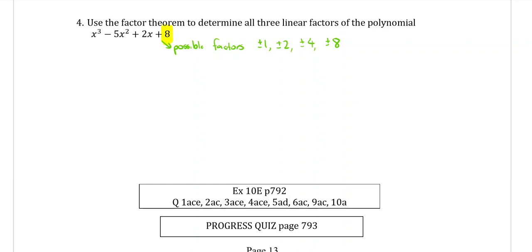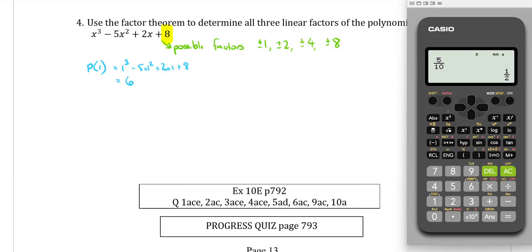Now I want to do a little bit of guessing and checking to see if any of those work, if any of those give me factors. So you would start subbing in, and you'd start with p of 1. And p of 1 is going to be 1 cubed minus 5 times 1 squared plus 2 times 1 plus 8. But that equals 6. So it's not a factor. So you'd set this up in your calculator.